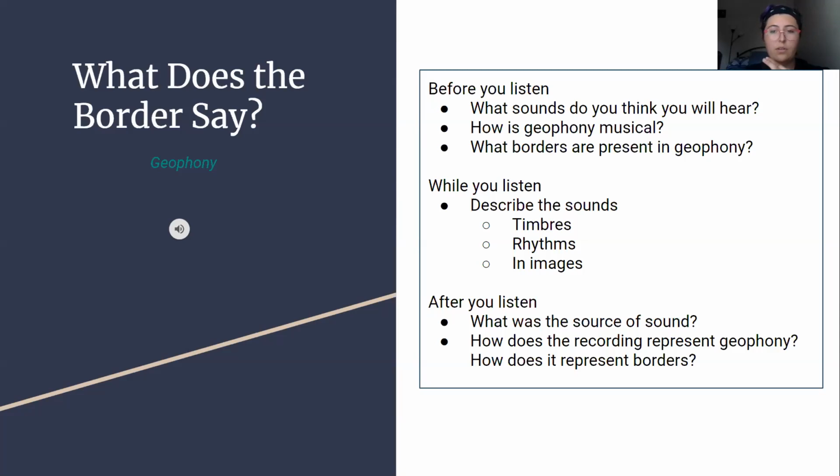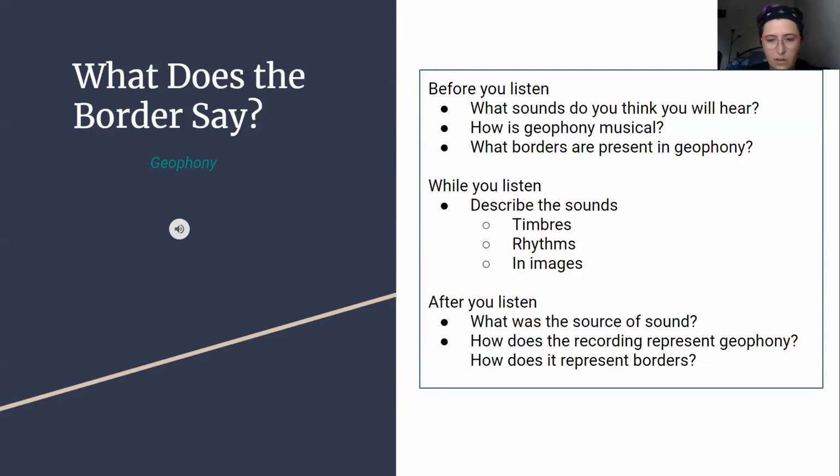And then what borders are present in geophony? So we can think in broad contexts and small contexts. Broad meaning we can look at physical geographic terrain and the different terrains, how wind moves through different valleys can be present in geophony. And then we can look at the micro and see how one little section of a stream creates a certain sound or series of sounds when it goes over a rock.